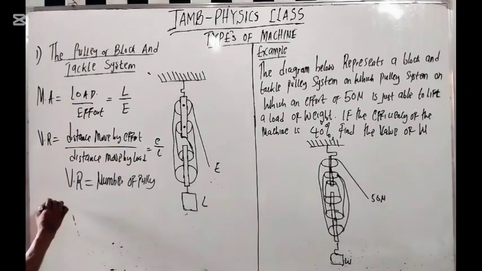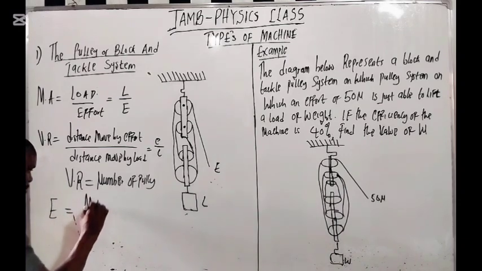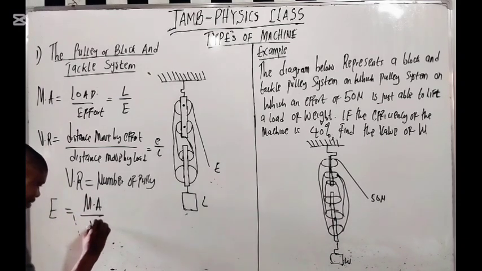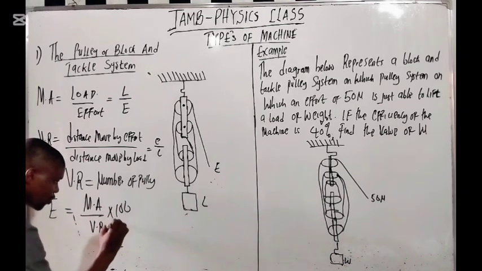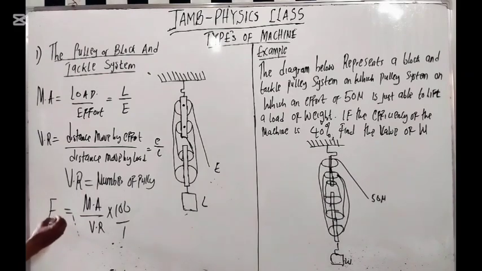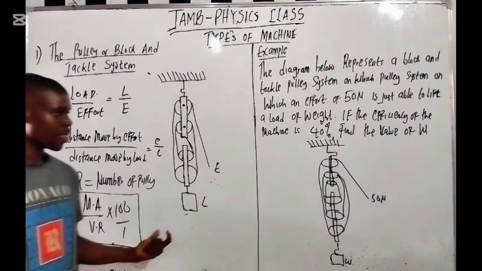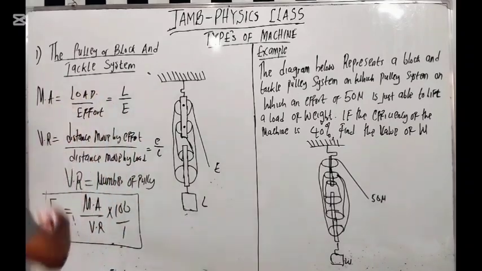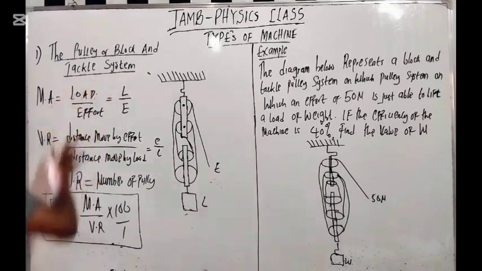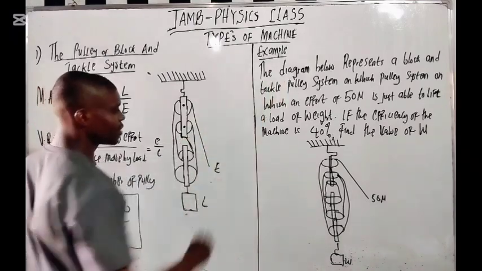Then efficiency equals mechanical advantage over velocity ratio times 100 over 1. This is the formula we are going to use here. So let me go to the whiteboard so I can solve this one.